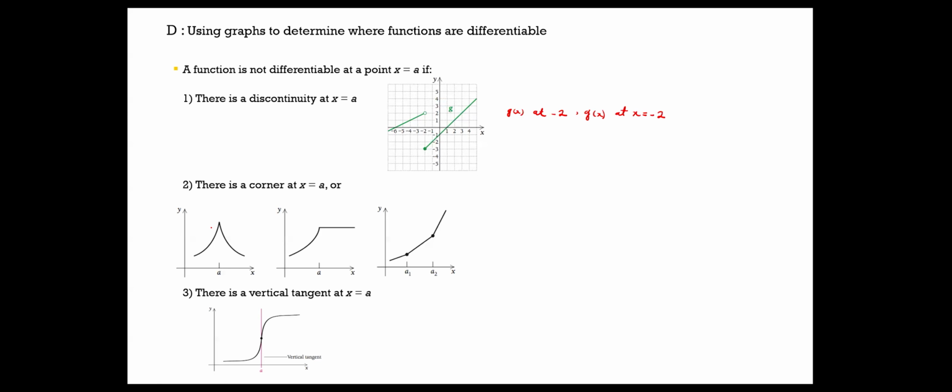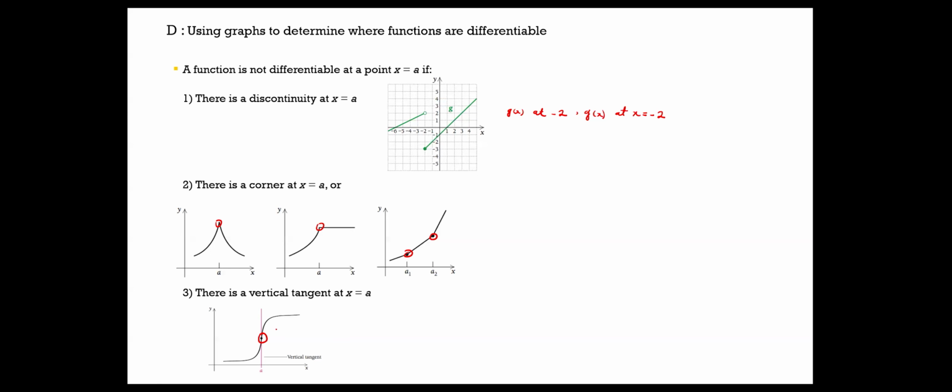We can also look at the fact that there is a corner at x equals a, which is what we have here in these examples as well. And then we can also look at the fact that there is a vertical tangent at x equals a. So when we say a function is not differentiable at these points, then we want to take a look at these three conditions: that one, there's discontinuity at x equals a, there is a corner, or there's a vertical tangent at x equals a.